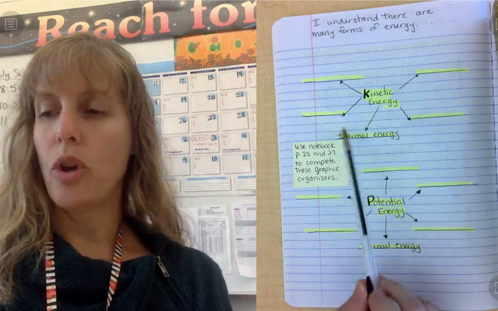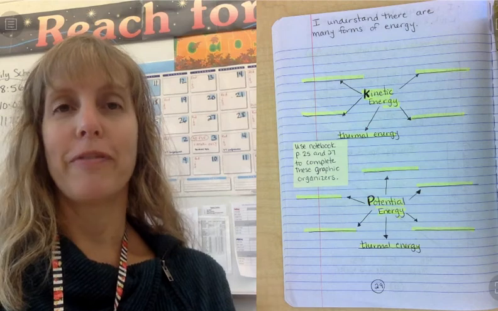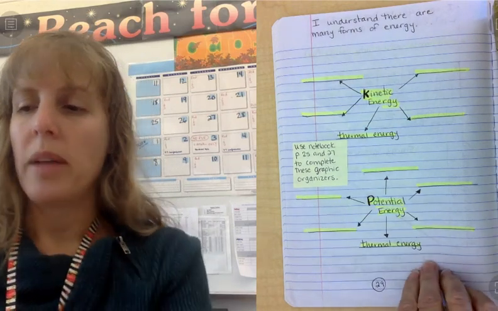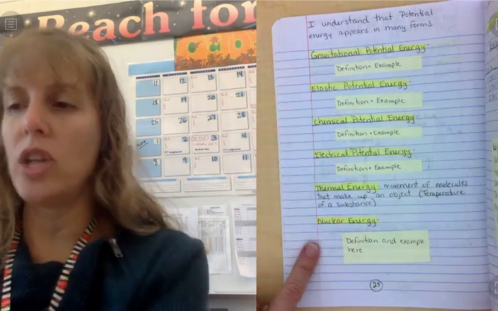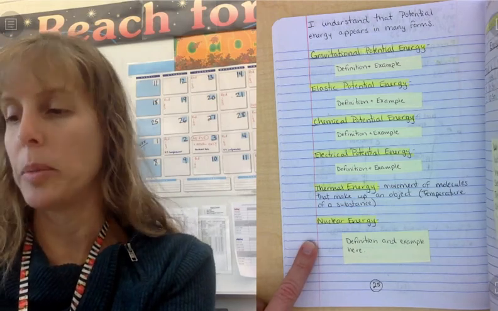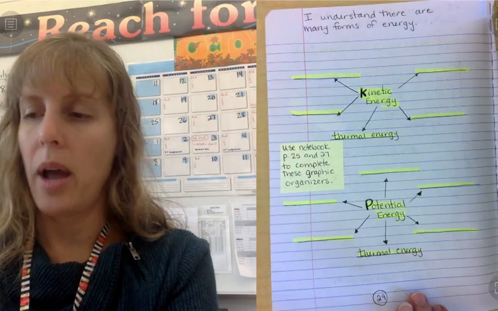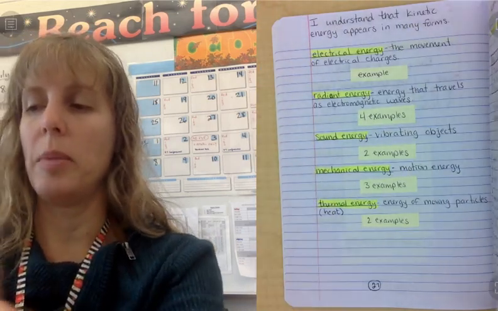You're going to use notebook pages 25 and 27 to complete these graphic organizers. But first, we are going to review as a class. So let's look back at notebook page 25. We have potential energy examples: gravitational potential, elastic potential, chemical potential, electrical potential, thermal energy, and nuclear energy. And on page 27, we have electrical, radiant, sound, mechanical, and thermal energy.